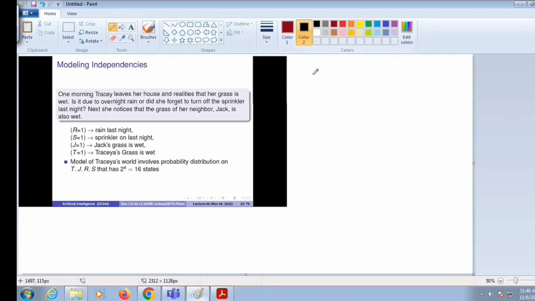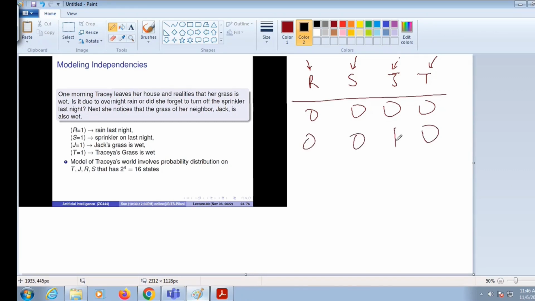You have the variables R, S, J, and T. R means rain last night. S means the sprinkler was on. J means Jack's grass is wet. T means Tracy's grass is wet. I can put many things: 0, 0, 0, 0. It did not rain, and the sprinkler was also not on. Jack's grass is not wet, Tracy's grass is not wet, and everything is 0. I can write like this.